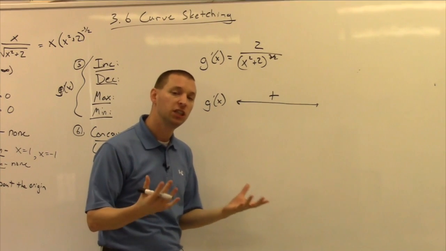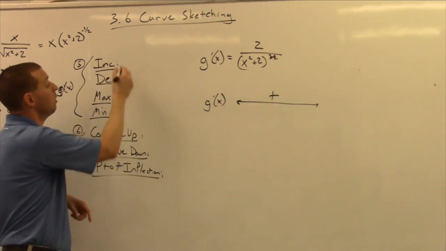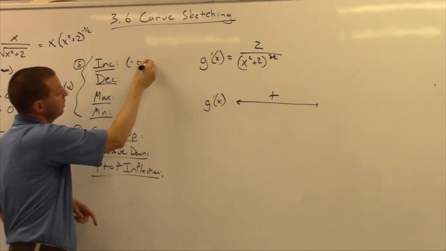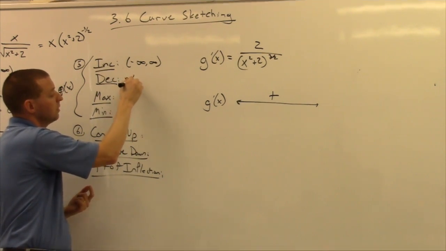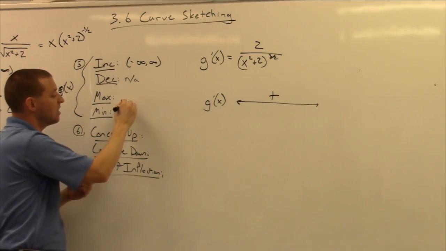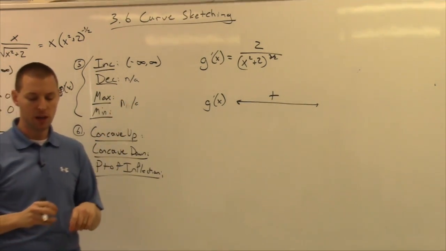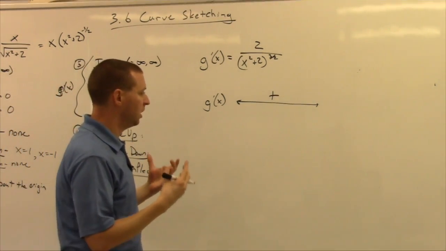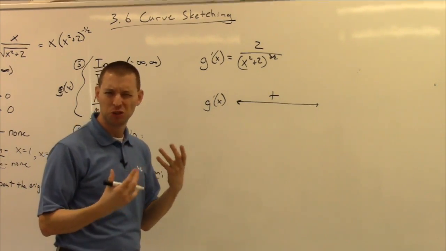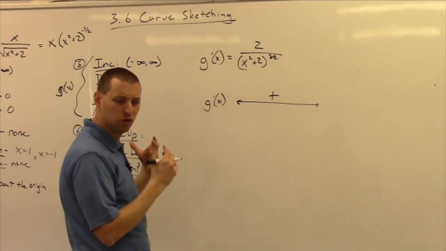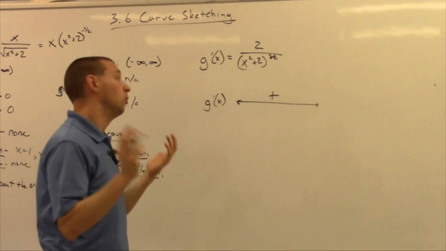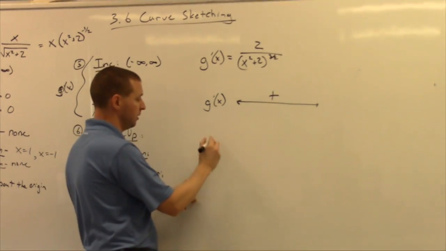So when is my function increasing? Well, going over here, my function is always increasing. It is never decreasing, and it has no max and no min. There's no max and no min to this problem. So I have a function here that's always increasing and has 2 horizontal asymptotes. Okay? Let's check the concavity of this graph.